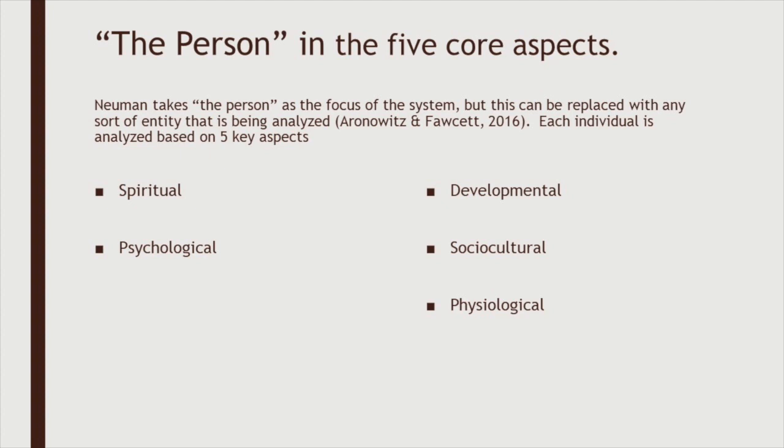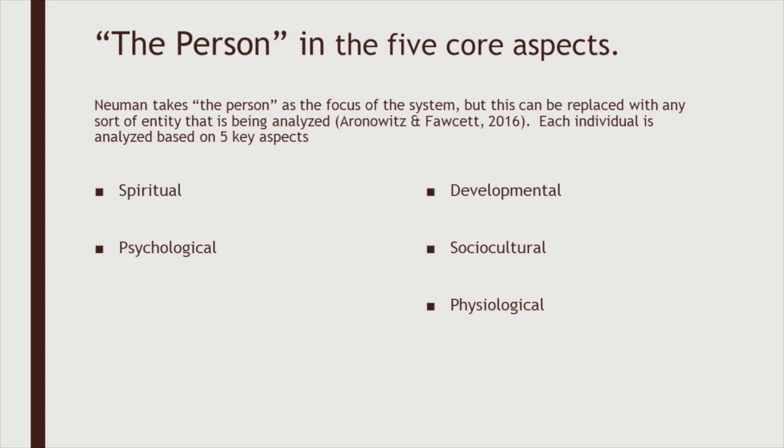Neuman names the person as the center of the model. This can also be replaced by a group, community, or by the family. I will refer to the person from here on out as the family. The family has 5 interrelated personal variables that together form the family being analyzed. The first is spiritual, which includes aspects of spirituality from denial or unawareness range to high levels of spiritual understanding.